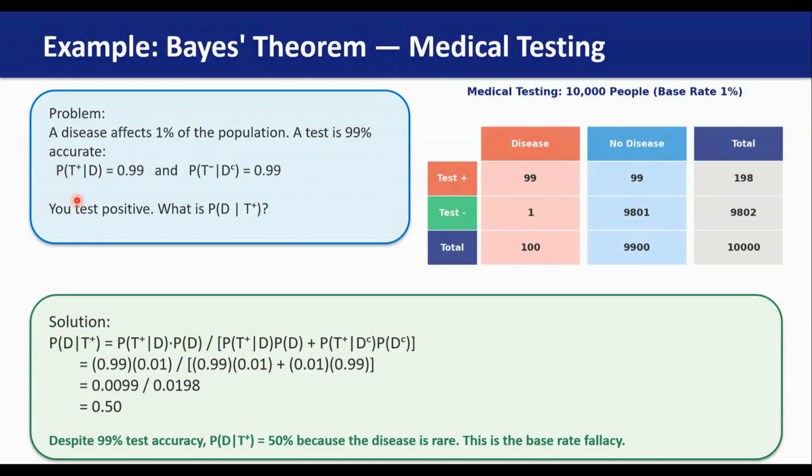Okay, most people guess about 99%. The test is 99% accurate, right? Let us do the math. Let D be you have the disease, and let T plus be the test is positive. We want P of D given T plus. Bayes theorem says P of D given T plus equals P of T plus given D times P of D divided by P of T plus. This is the Bayes theorem formula.